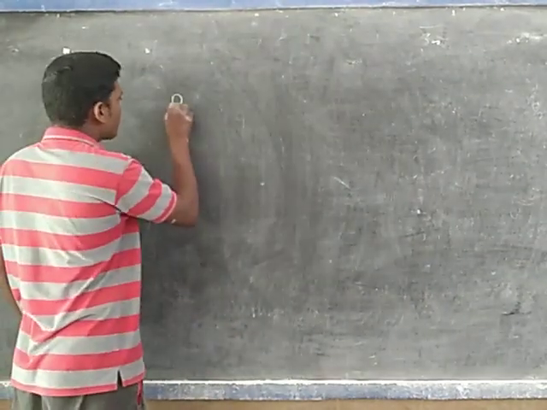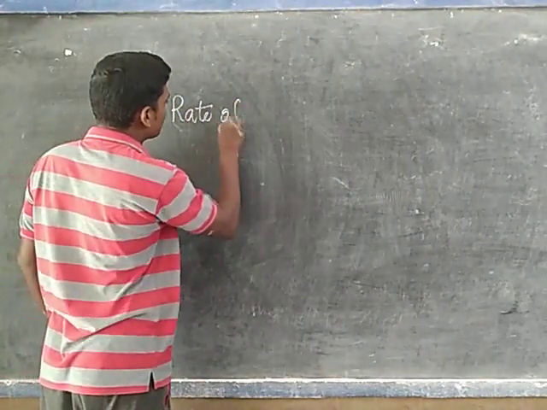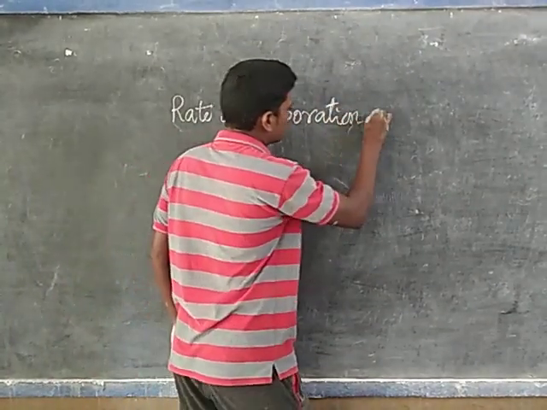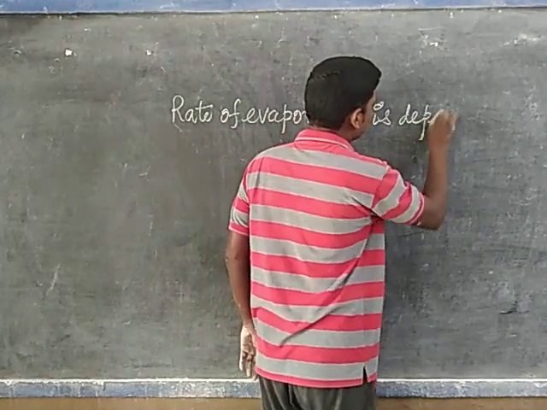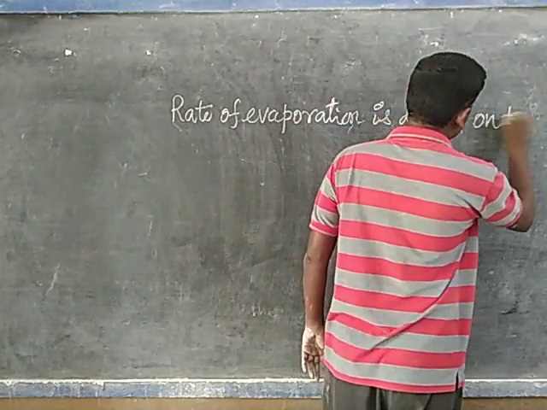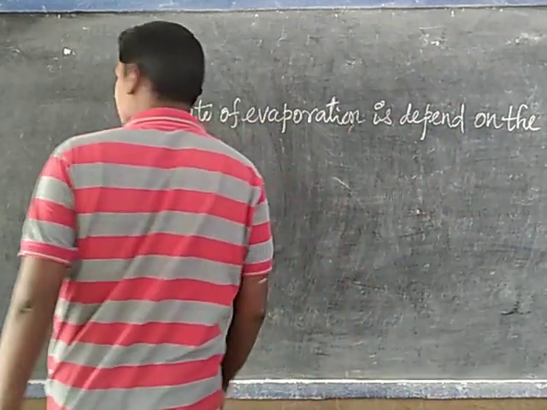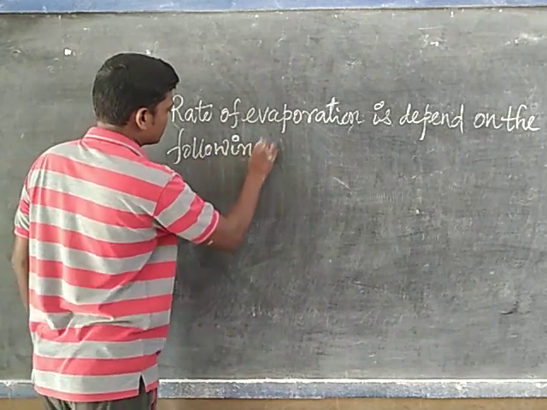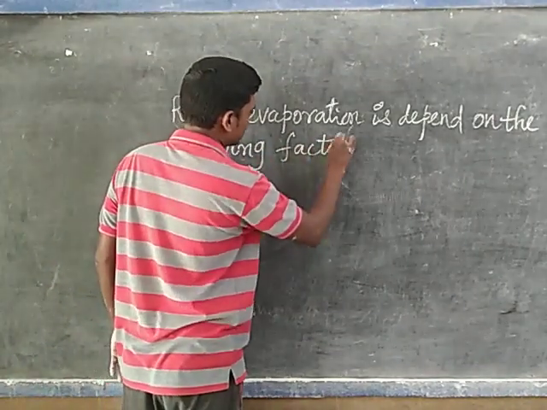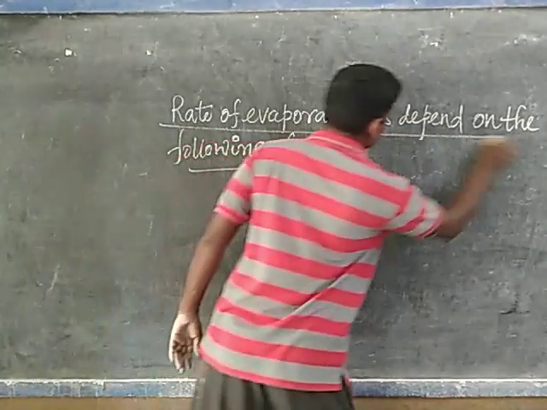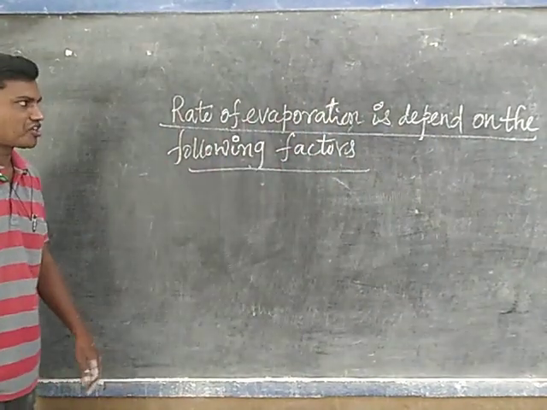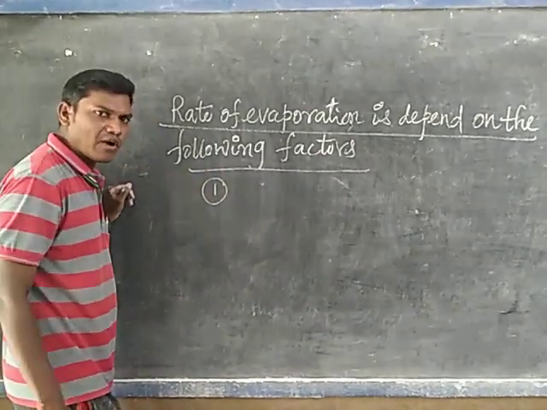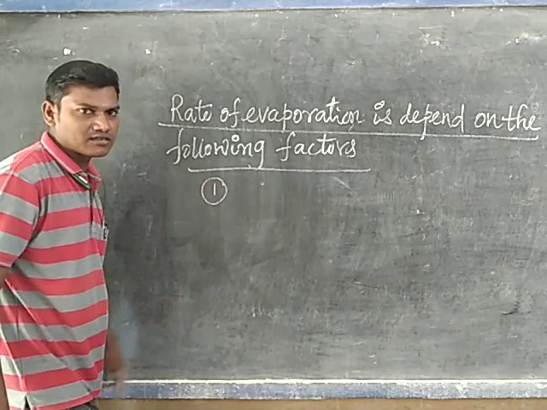That's why we come to the point: the rate of evaporation. The rate of evaporation depends on the following factors. Listen very carefully. How many factors are there? Totally 5 are there, but in 10th standard we discuss only 4.